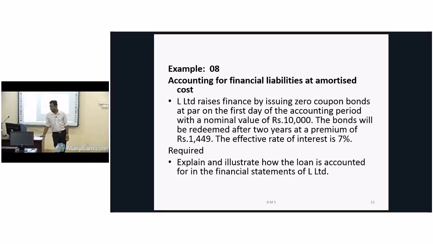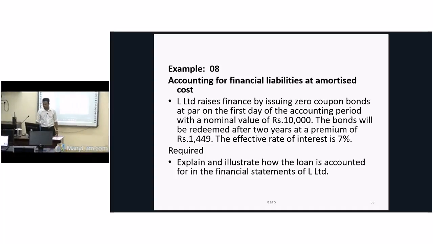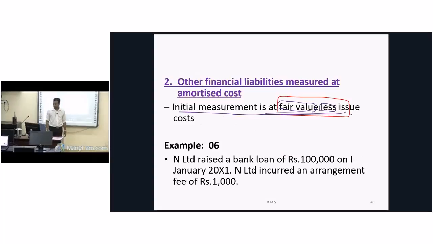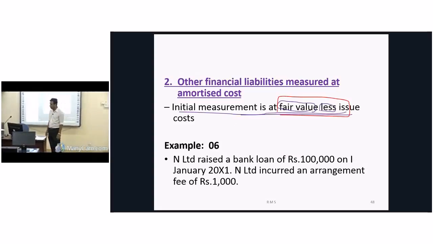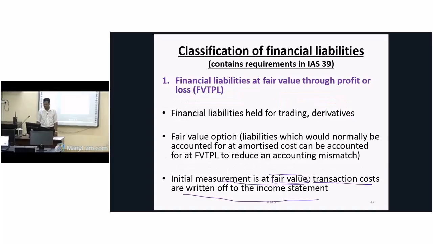And liabilities, amortized cost and fair value through profit and loss account, in both cases we recognize at fair value, right? At amortized cost, initially recognized at fair value less issue cost, that means including transactional cost. In fair value through profit and loss account, again it begins at fair value, and at the end of each year the fair value difference should be charged to profit and loss account.